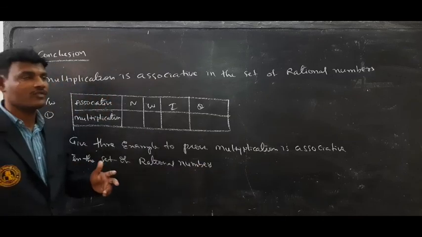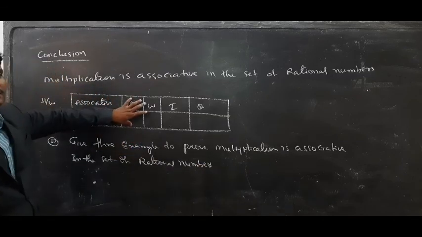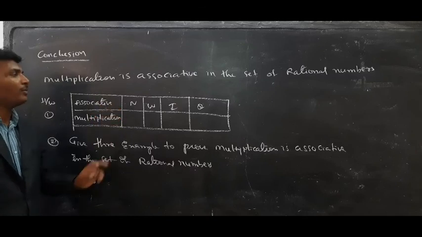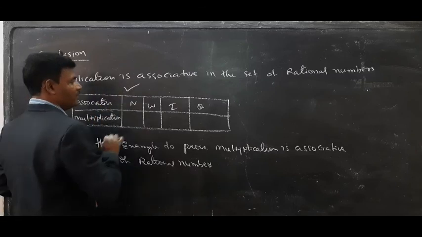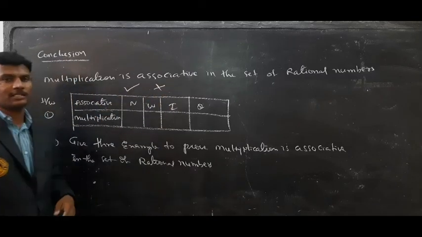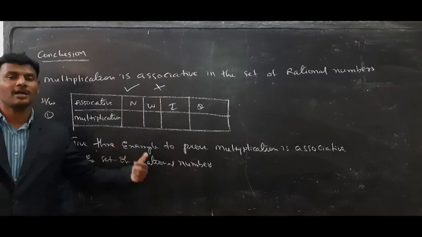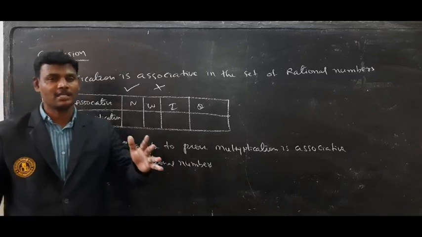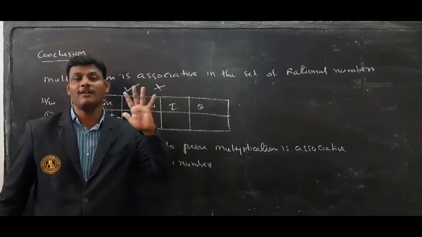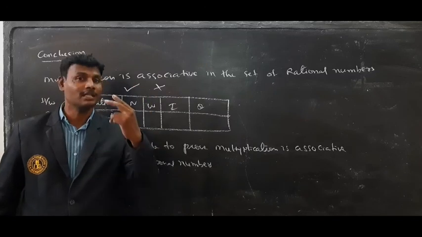Now what is today's homework? Fill this box. If satisfied, you may put a tick mark. If not satisfied, put a cross mark. Give 3 examples to prove multiplication is associative in the set of rational numbers.